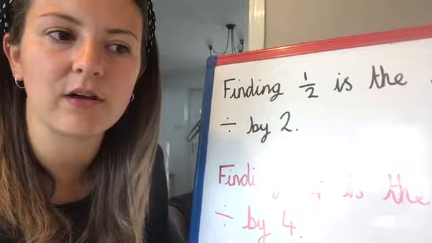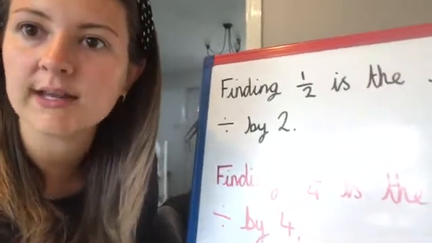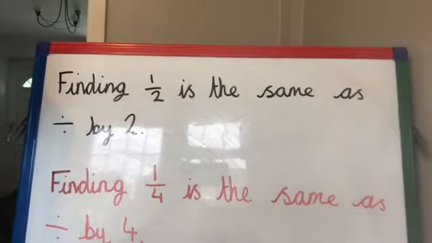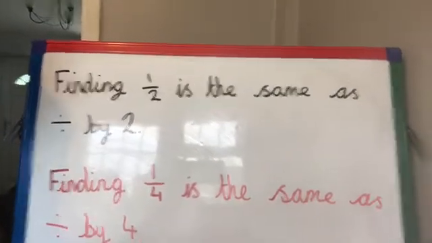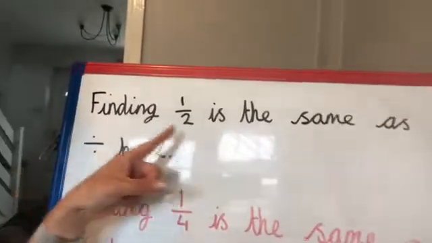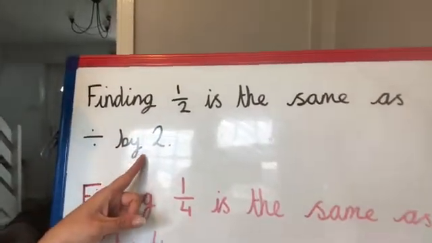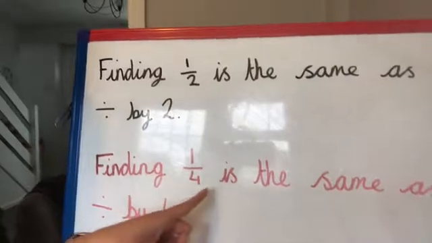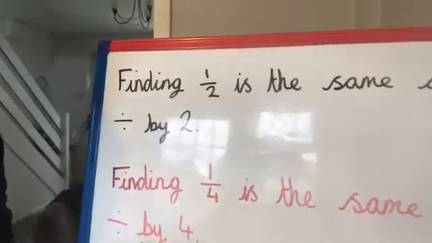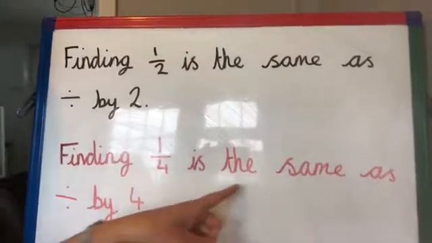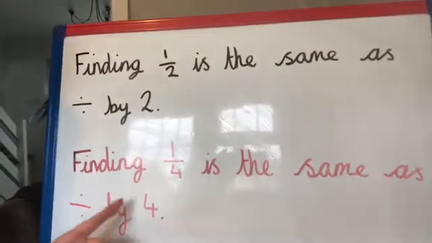Now when you found half, you split something in half. So I need you to remember that finding a half is the same as dividing by 2. Can you say that with me? Finding a half is the same as dividing by 2. And finding a quarter is the same as dividing by 4. Okay, can you say it with me? Finding a quarter is the same as dividing by 4.